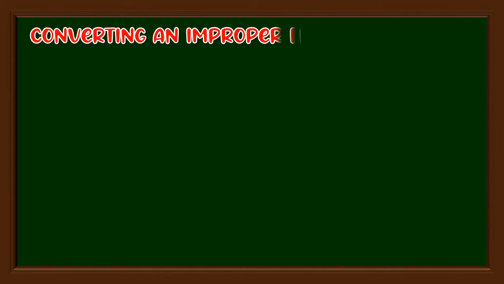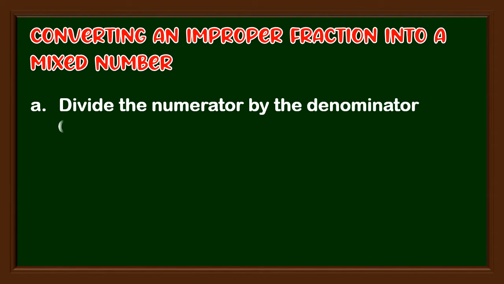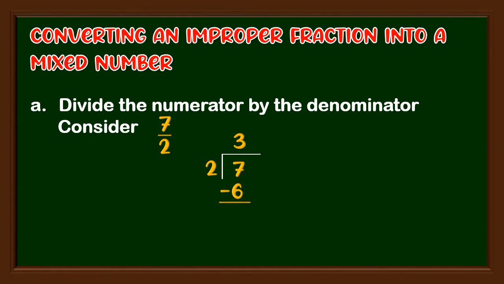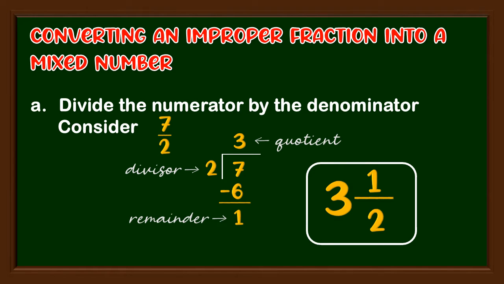Let's now convert an improper fraction into a mixed number. Divide the numerator by the denominator. Consider the fraction 7 over 2. Let us divide 7 by 2; this will give a quotient equal to 3, with 1 as the remainder. The quotient 3 is the whole number part of the mixed number, the remainder 1 is the numerator, and the divisor 2 is the denominator. Thus, the mixed number is written as 3 and 1/2.